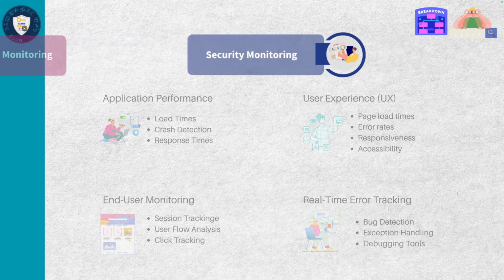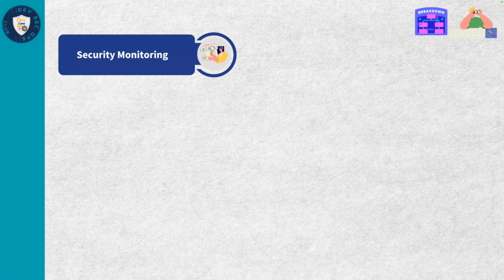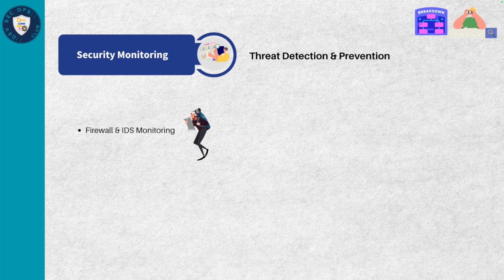Next up, security monitoring. Let's dive in. Security monitoring is critical for protecting system data and users from cyber attacks. Let's break it down into key categories. First one is threat detection and prevention, identifying and stopping cyber threats before they cause harm. In this, we have firewall and IDS, intrusion detection system monitoring, where we track intrusion attempts and block malicious activities. So these tools help us track intrusion attempts and block malicious activity.